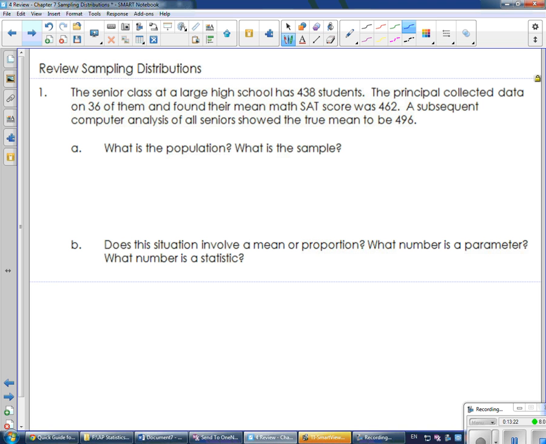So what I'm going to do right now is underline everything I know about the whole population. I know that the senior class at the large high school has 438 students. I also know that the mean for all seniors is 496. Those two pieces of information go together because they're both referring to everyone. So the population in this case would be all 438 students in the senior class of the large high school.